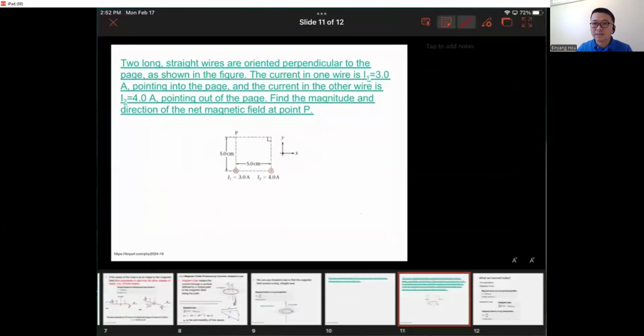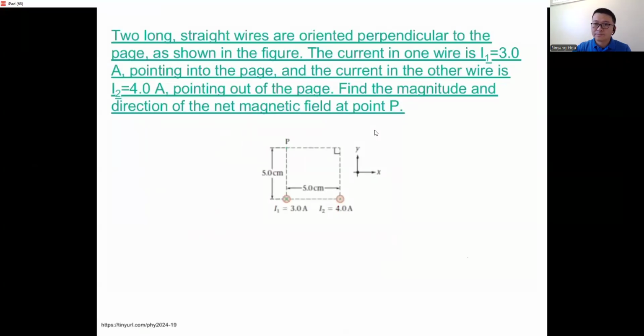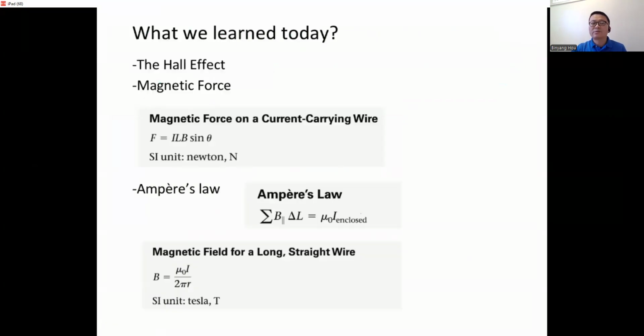All right, so going back to the slide. Let's summarize what we learned today. We talked about the Hall effect. You can use it to determine the direction or the sign of the charge carriers in the conductor. And we talked about the magnetic force on current carrying wires, because charges in a magnetic field experience force. A current carrying wire is a collection of charges moving in the same direction inside the wire, so the wire will collectively experience magnetic force due to the force on each charge.